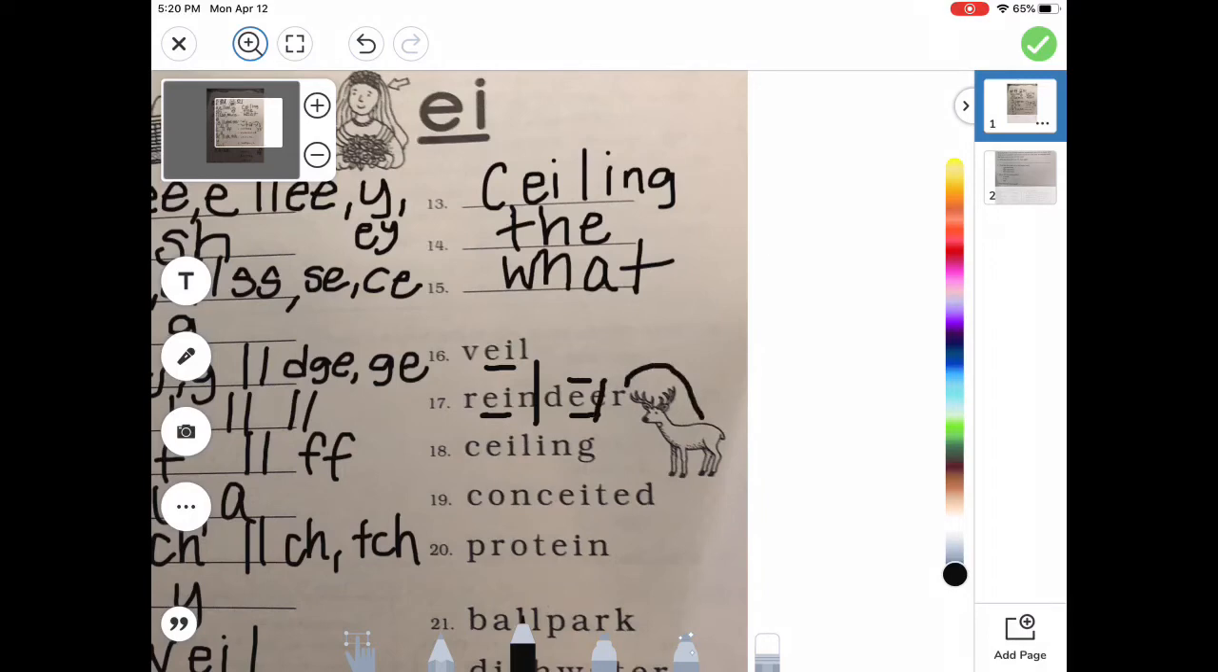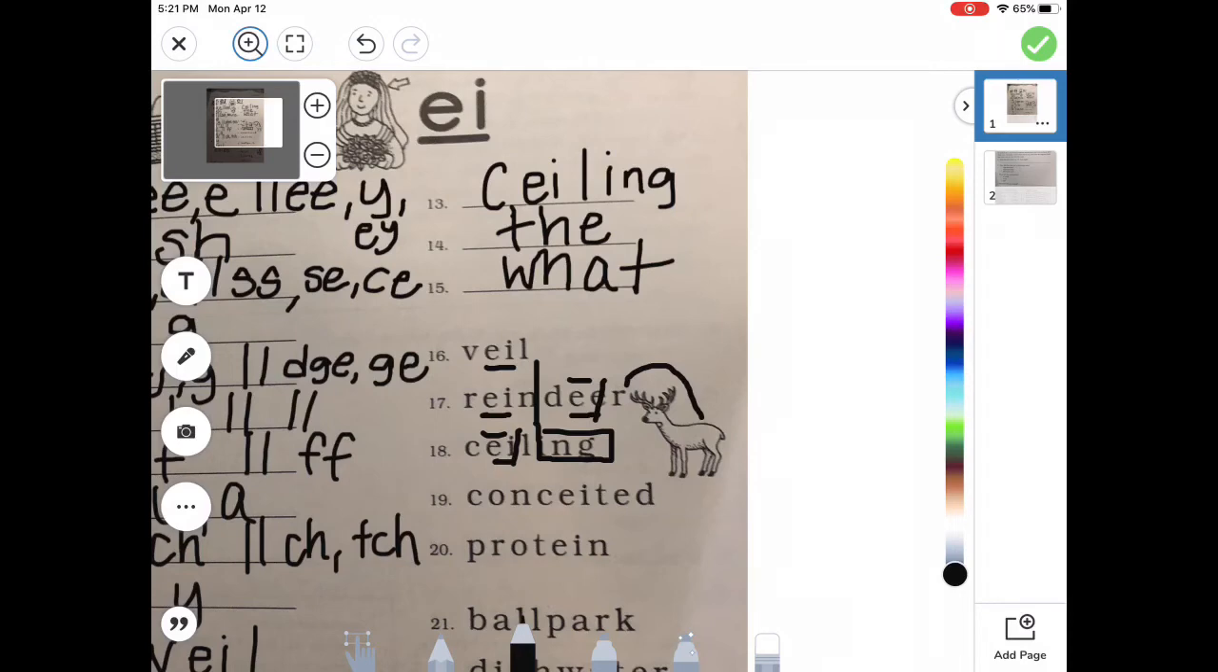How about ceiling? Ceiling. Well, I've got that I-N-G that I need to put together, right? And then what else do I have? I've got that E-I. And this one says E. It is making that long E sound, so I can mark the long E, and cross off the I. Ceiling. Very good. Okay, what about the next word? This is hard.